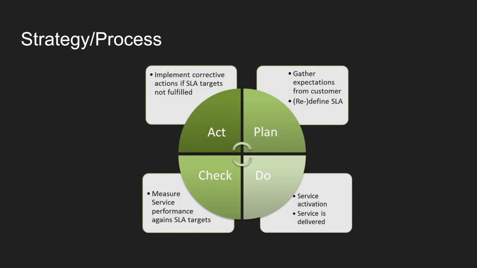The check step is where we verify that all the expectations of the customer are being met by comparing their service performance with the SLA targets. So that's where we can make sure that the things we've agreed upon in the SLA are actually happening. And then the act section is where anytime anything in the SLA isn't being fulfilled as described, action needs to be taken to correct whatever's making that not happen the way it was described.